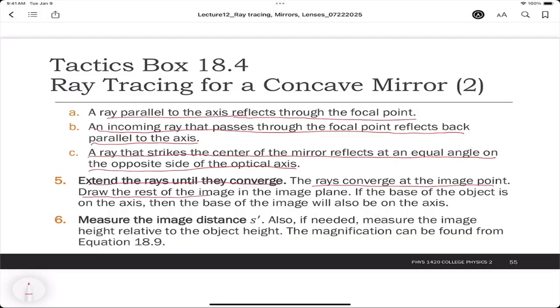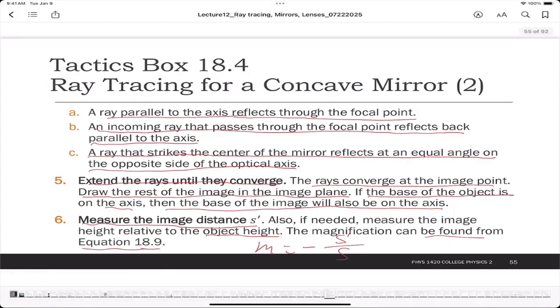Draw the rest of the image in the image plane. If the base of the object is on the axis, then the base of the image will also be on the axis. Then lastly, measure the image distance as well. Also, if needed, measure the image height relative to the object height. The magnification can be found from equation 23.9, m equals negative s prime over s. That makes sense to you?